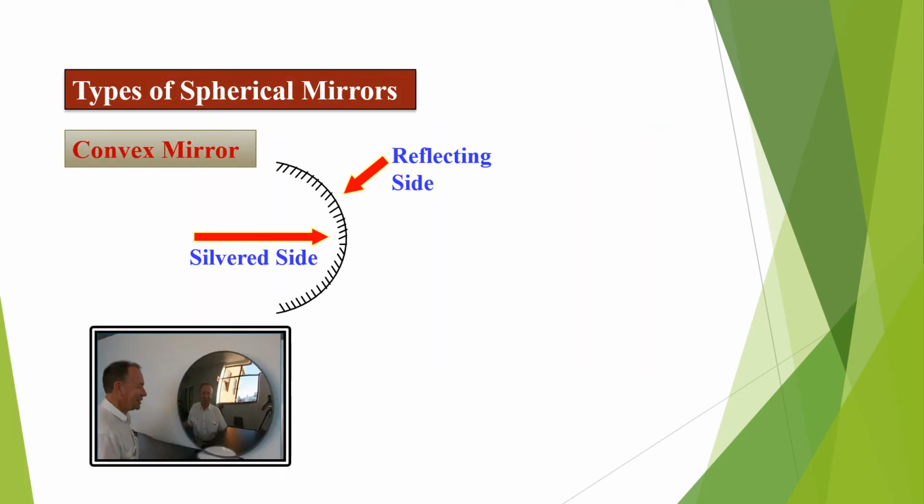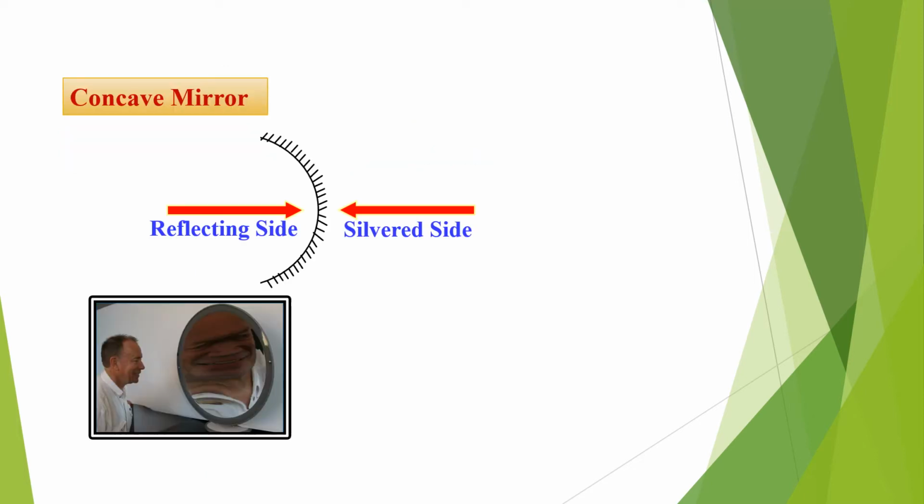Types of spherical mirrors: convex mirror, where the outside surface is the reflecting surface and the inside surface is the silvered surface. Concave mirror, where the outside surface is the silvered surface and the inside surface is the reflecting surface.